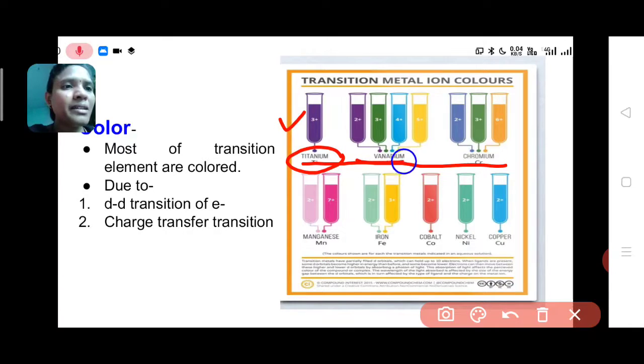Vanadium shows 4 colors. In +2 state it shows purple color, in +3 state it shows green color, in +4 state it shows blue color, and in +5 state it shows yellow color. Same way for chromium, in +2 state it shows bluish color, in +3 state it shows greenish color, and in +6 state it shows yellow color.